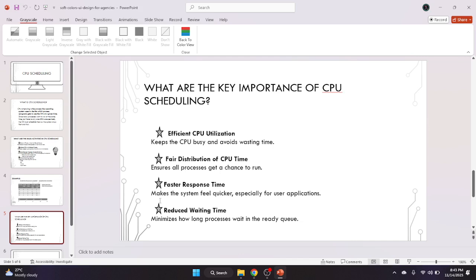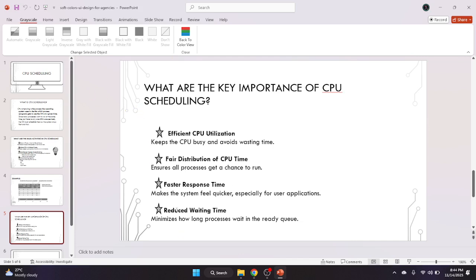The third one is faster response time. It makes the system feel quicker, especially for user applications. For interactive tasks such as clicking, typing, or opening applications, the user expects a quick response, and good CPU scheduling prioritizes or quickly switches to these tasks so the user experiences less delay. This makes the system feel more responsive and smooth.